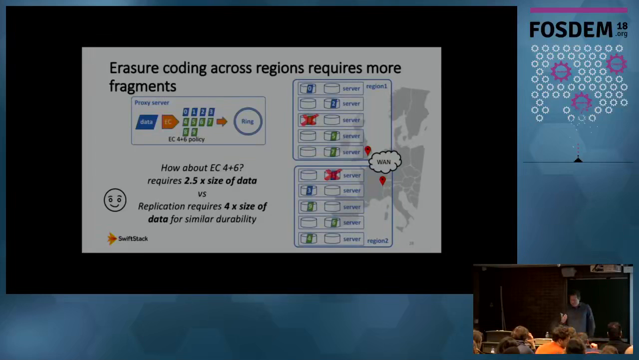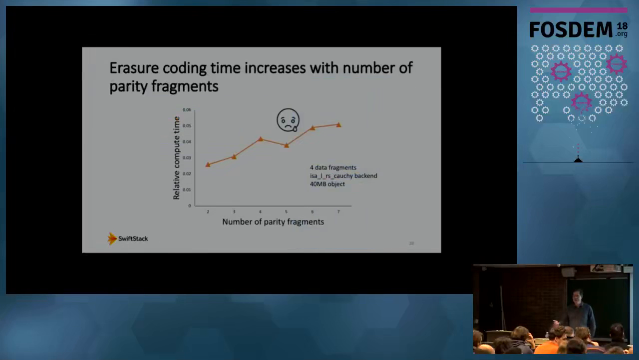Are we done? No. Unfortunately, we had another problem because we realized that calculating all of those extra parity fragments introduces a compute burden in the proxy server. I've just calculated an example here: the relative compute time to encode a 40 megabyte object using one of the backends that we have available. The x-axis is the number of parity fragments, and I'm always using 4 data fragments. So as we go from 4+2, where we started, to 4+6, we're roughly doubling the compute time to encode this object, and that turns into latency in our write path. So that wasn't great.